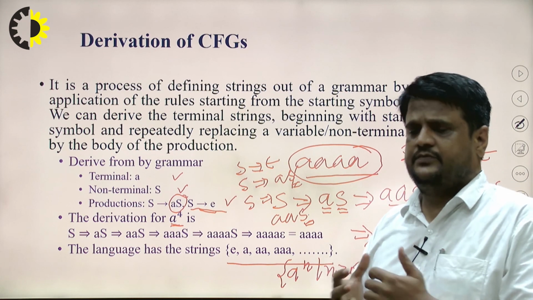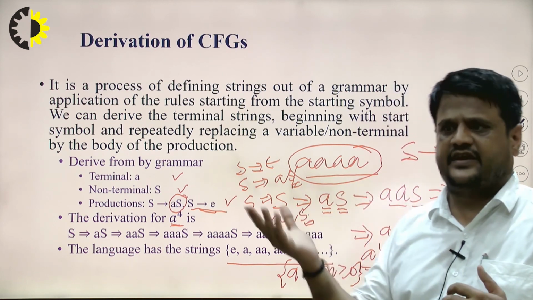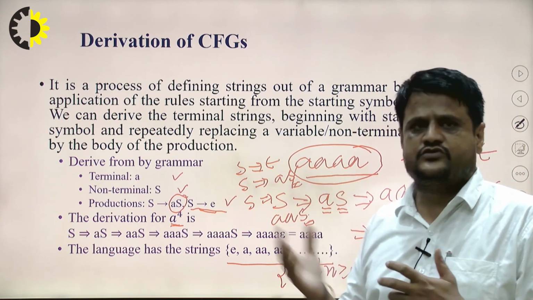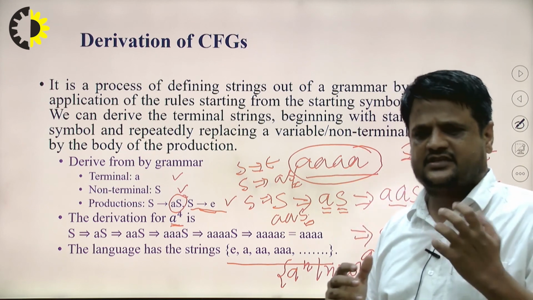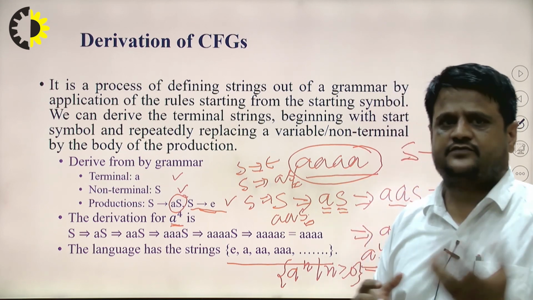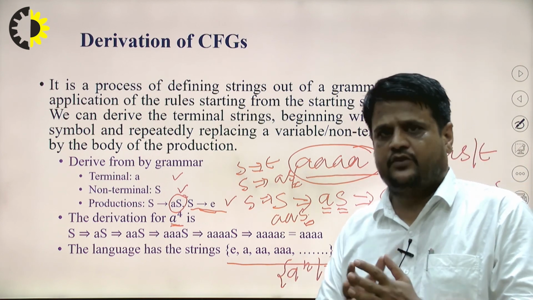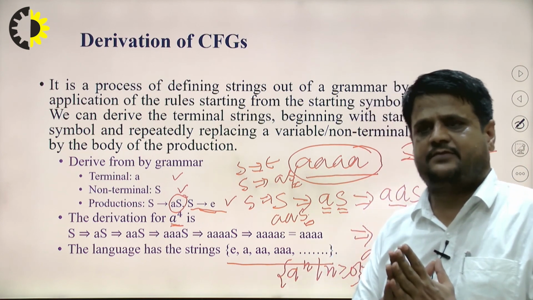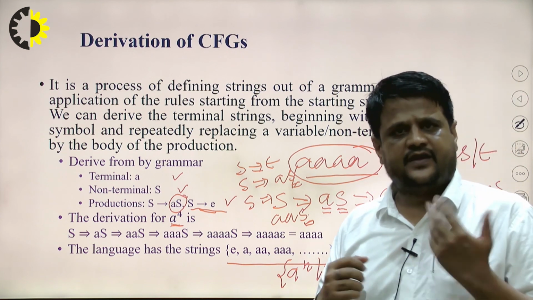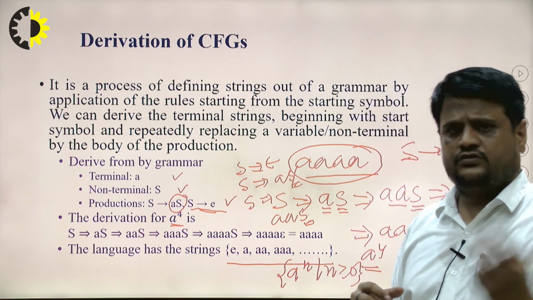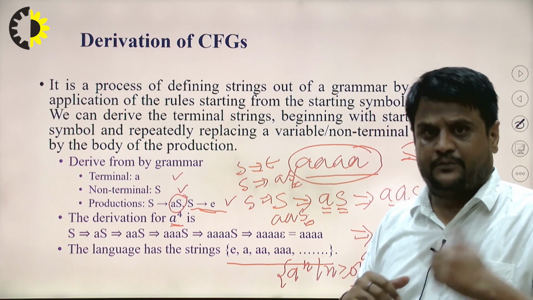In the next lecture, we will discuss derivation trees, leftmost derivation, rightmost derivation, and after that we will discuss ambiguity in a context-free grammar. After completing ambiguity in the context-free grammar, we will discuss the removal of ambiguity from the particular grammar. We will also discuss inherent ambiguity.